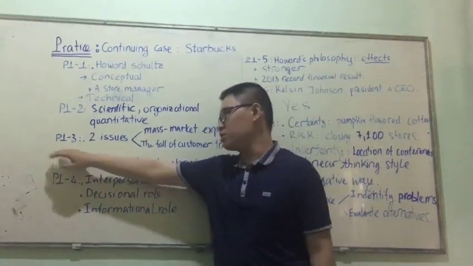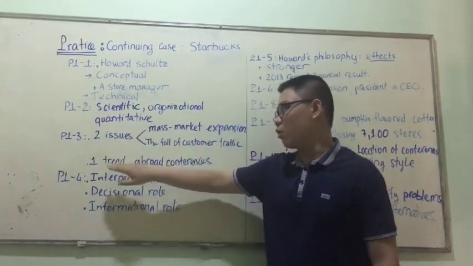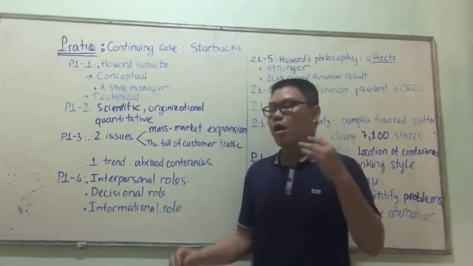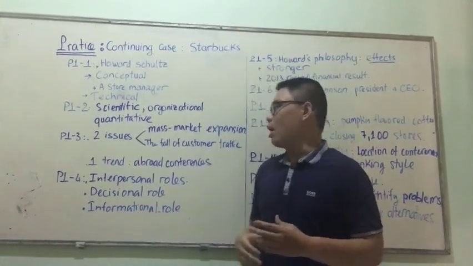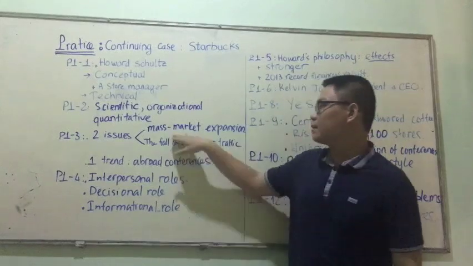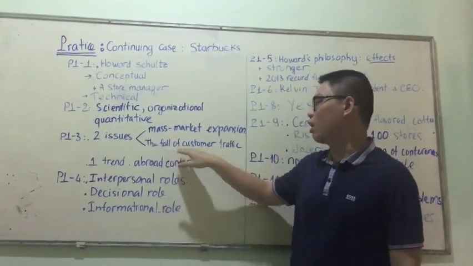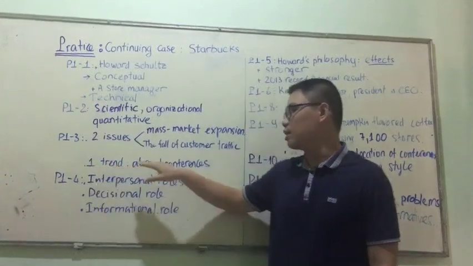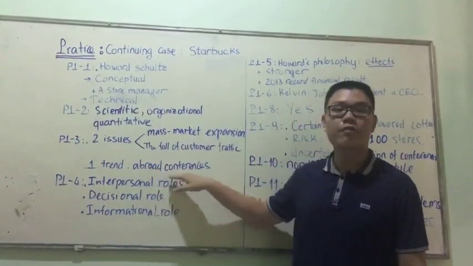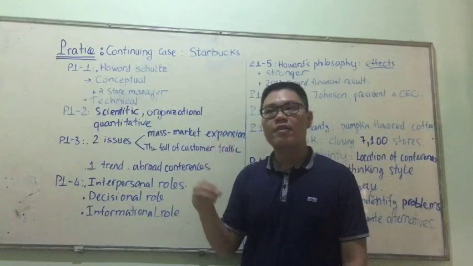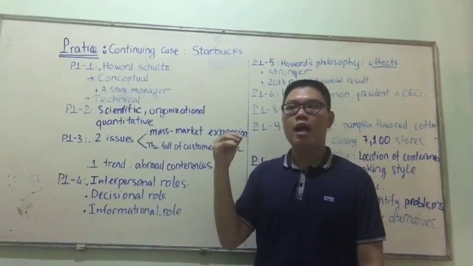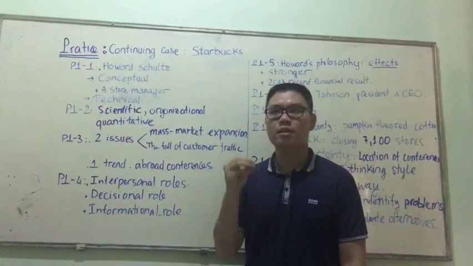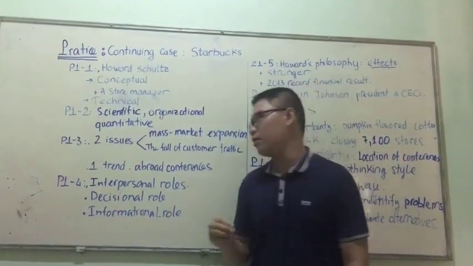In the third question, I will mention 2 issues and 1 trend. Now let's go on to the first 2 issues. The first issue is the risk of mass market expansion in the form of customer traffic. Another one is the trend, organizing conferences abroad rather than gathering in Seattle, the headquarters of Starbucks.